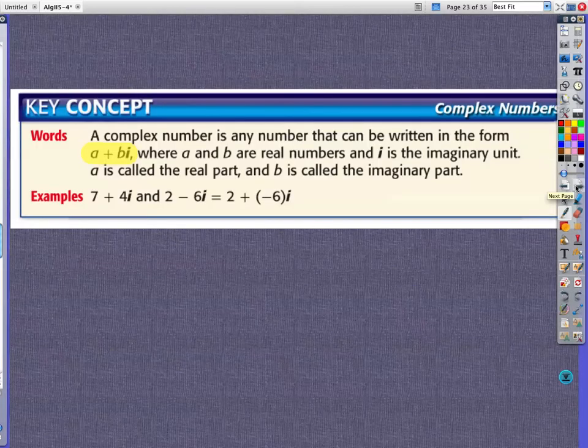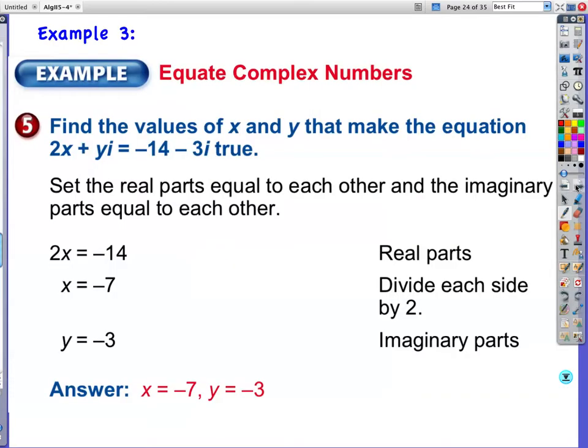Okay, next idea here. A complex number is any number that can be written in the form a plus bi. A and b are real numbers and i is the imaginary part. So kind of you have real numbers and you have imaginary numbers. A is the real part, b is called the imaginary. I just repeated what I just said there. All right, so here they have 7 plus 4i and 2 minus 6i equals 2 plus negative 6i. All right, well, we're moving on here.